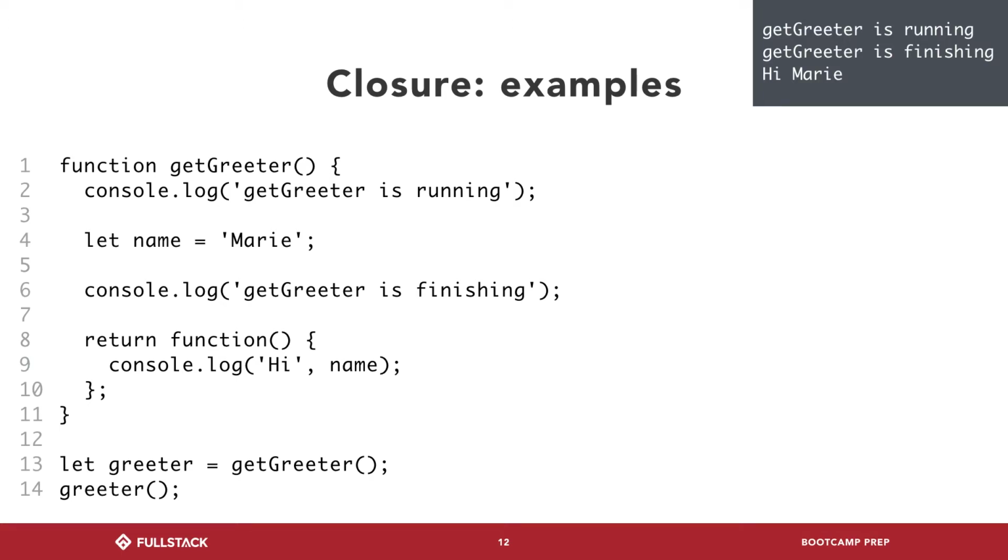Because when I run that function, the function says, okay, great, you want me to print out hi and the name. Let me look for name. Is there a name in my function scope? And the answer is no, there's not. Is there a name in my parent scope? And my parent in this case is the getGreeter function, and the answer is yes. So I'll use that variable as the value for the name variable.